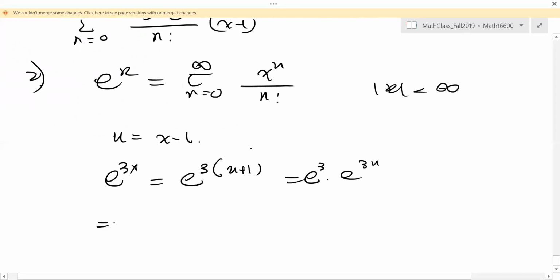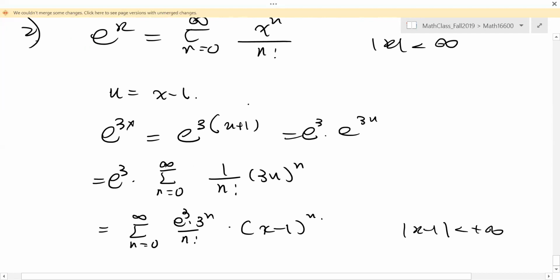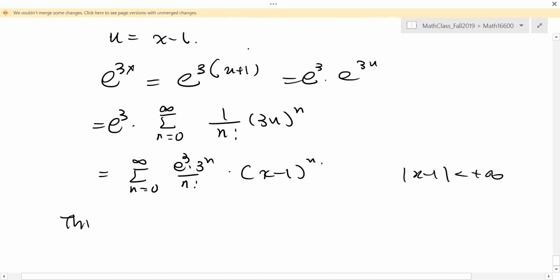Then you use the above formula. It's the sum of 3u to the power n over n factorial. Then you will get e cubed times the sum, and u is x minus 1 to the power n. And this is true in general. So this is a Taylor series. I think it's the same Taylor series. Yes, it's the same. And then you have to say that this must be the Taylor series.